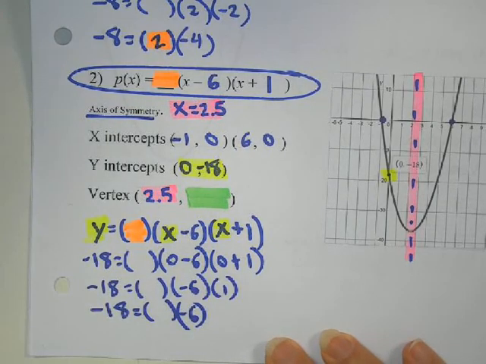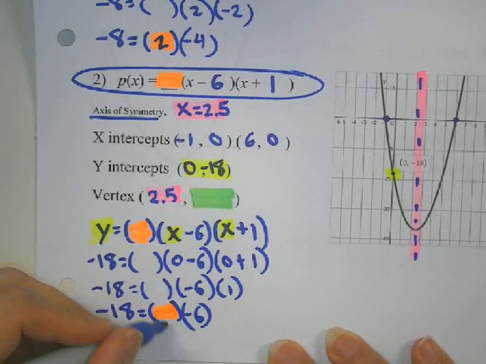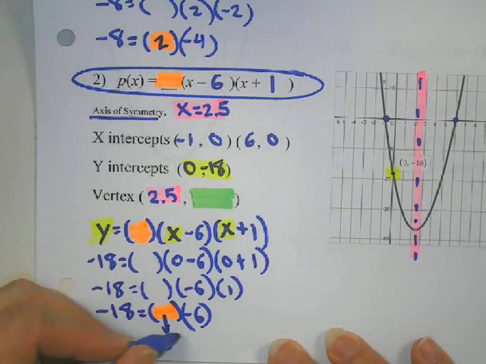So my answer is going to have to be 3, because 3 times 6 is 18. So positive 3 times negative 6 gives me negative 18. So this value here is going to be 3.